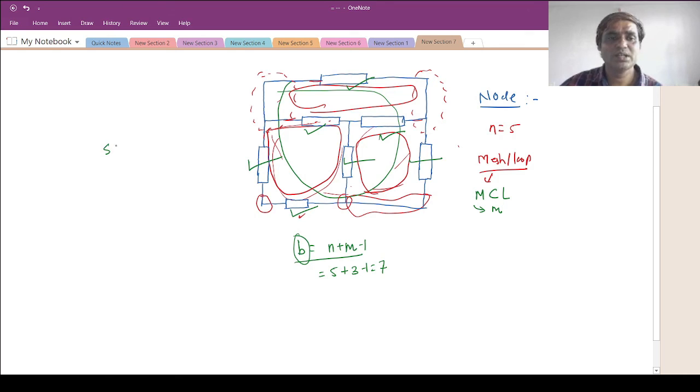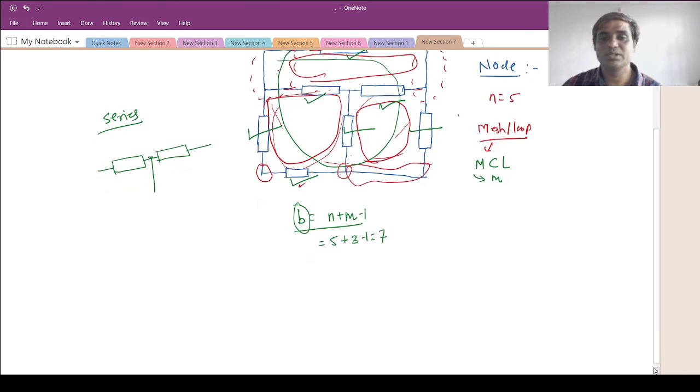Okay. Then what is series? Series is that when elements share the node exclusively, then that is your series network, and if it is not, then that will be a parallel network. Okay, so this is what the series is.